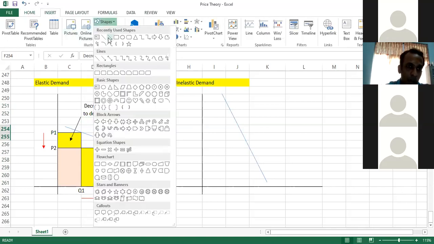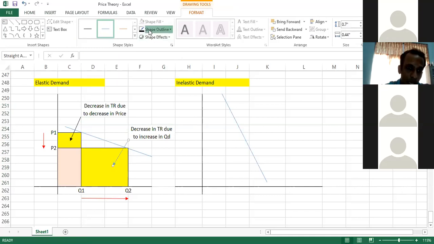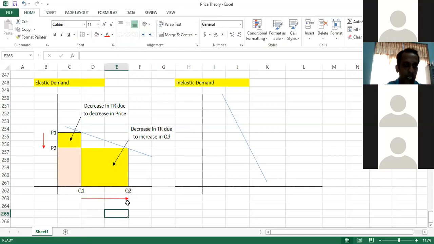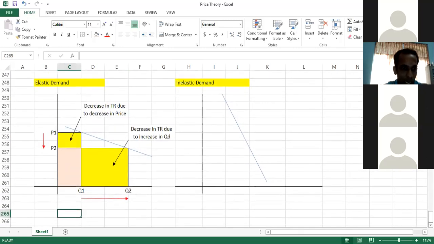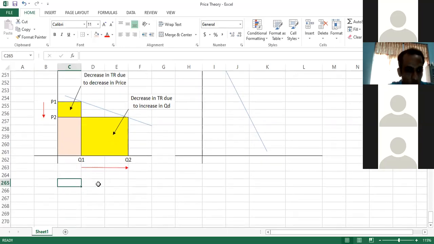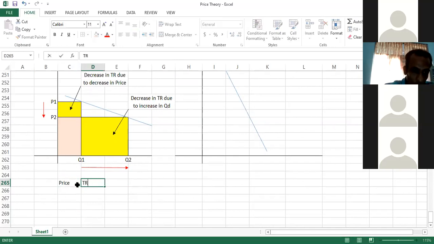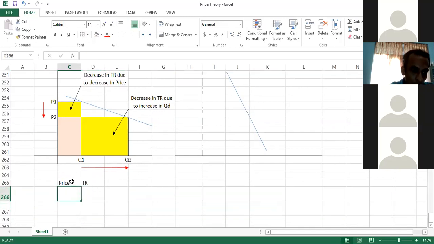Now, which one is more significant? The increase in revenue due to the increase in quantity demanded is more significant, and due to that, the total revenue of this firm will increase. So we can identify that when the demand is elastic, what should they do to the price in order to increase total revenue? What is the relationship between price and total revenue? Exactly. In order to increase the total revenue, price should be decreased.